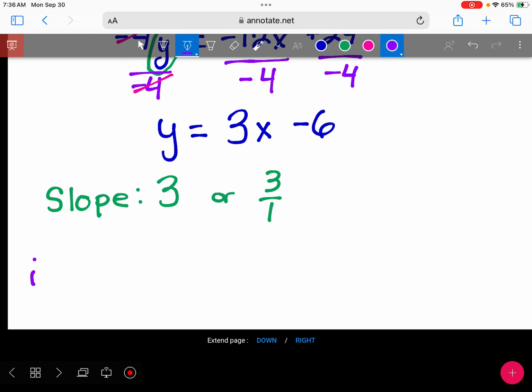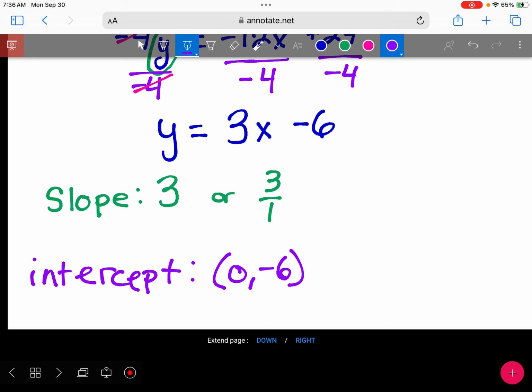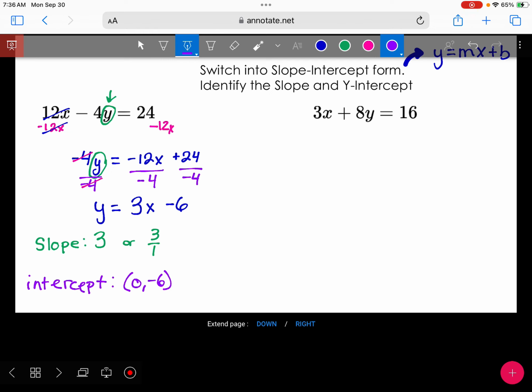What is our intercept? We're going to put it as an ordered pair. How do I write it as a point? 0, negative 6. Whenever we write our intercepts, we're going to write them as points. It is an excellent habit to be in. So our y-intercept in this case is 0, negative 6. Questions on this first one? Let's do another one then.